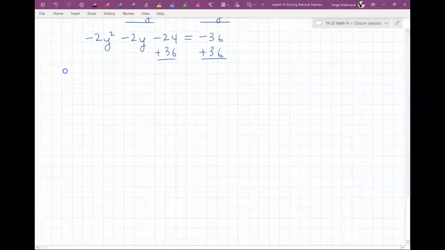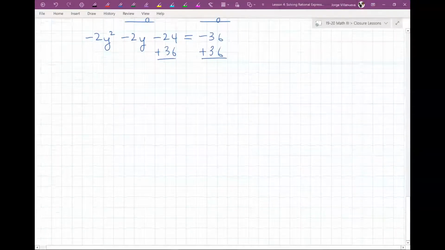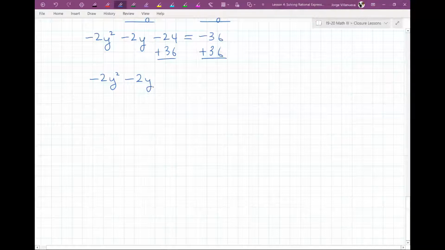Okay, so let me move this up here. So we get negative 2y squared minus 2y, and 36 minus 24 is a 12, positive. Now the next step I'm going to do is divide everything by negative 2. Okay, everything is going to be divided by a negative 2.